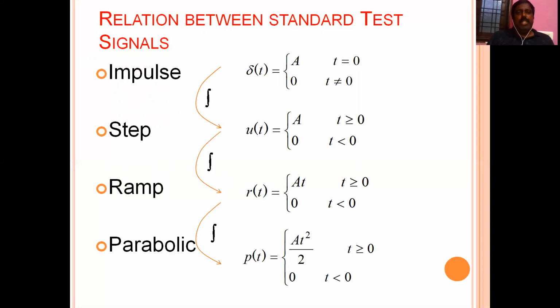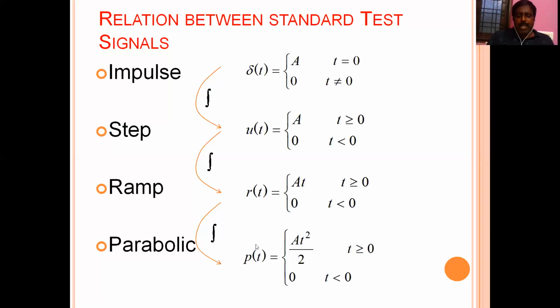The relation between the standard test signals. For example, if one is known, the second one we have to calculate. We have to get the relation between all the standard test signals. So delta of t. What is the meaning of this? The meaning of this is: integral of delta of t is equal to u of t. The integral of u of t is equal to r of t. Integral of r of t is equal to p of t. Integral of impulse signal is equal to step signal. Integral of step signal is equal to ramp signal. Integral of ramp signal is equal to parabolic signal.